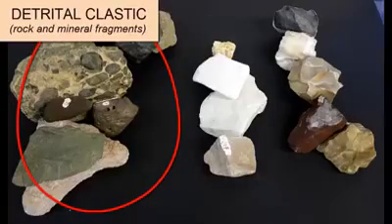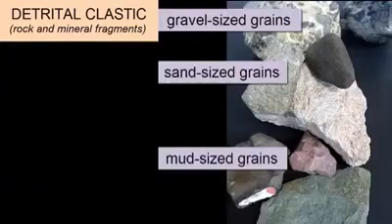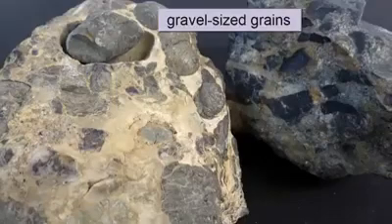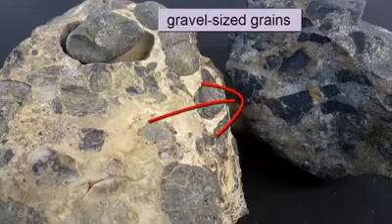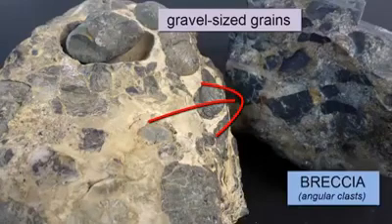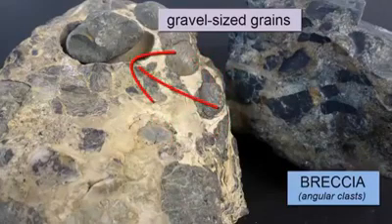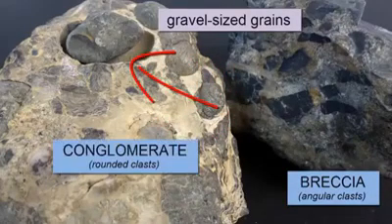And now onto the rocks made of primarily rock and mineral clasts. Detrital. Again, we can order these by grain size as shown here, with gravels at the top and muds at the bottom. Looking more closely at the gravel-sized clasts, we see that this rock contains clasts that are mostly rounded, while this one has clasts that are angular. We call a rock made of angular gravel-sized rock and or mineral clasts a breccia. One made of rounded gravel-sized rock and or mineral clasts is called conglomerate.